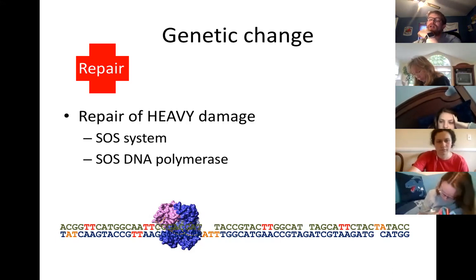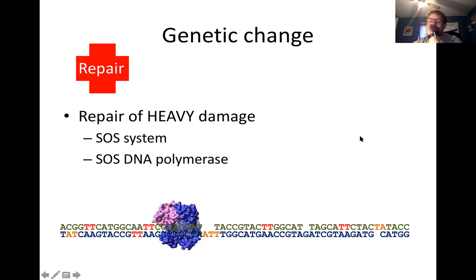So it works for prokaryotic cells. It would not work well for us. And so, in some cases, I would consider it a blessing that we don't have a repair mechanism that works quite like this.